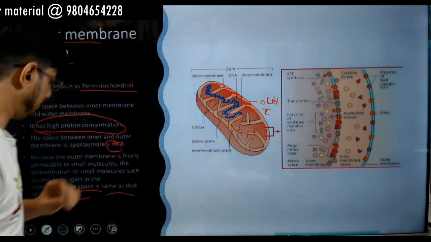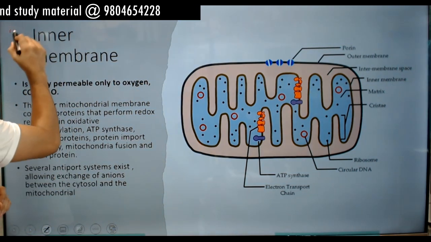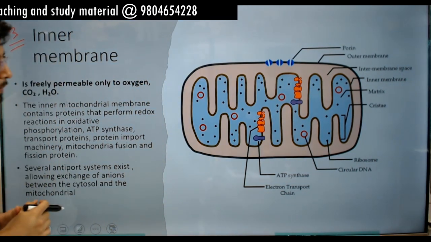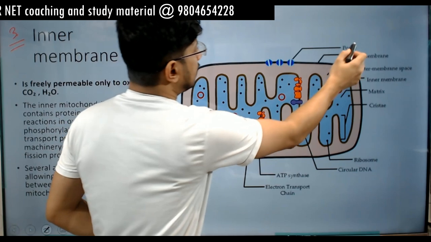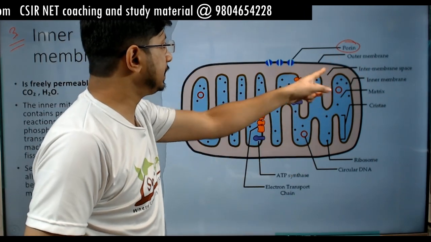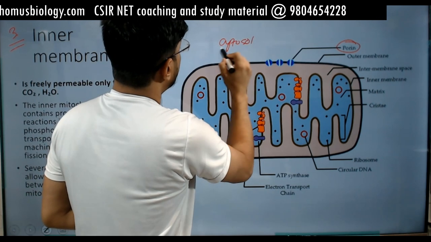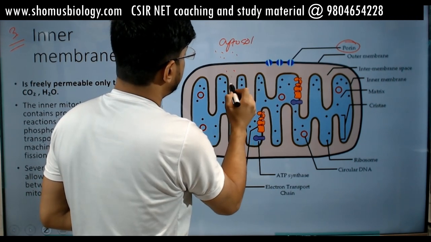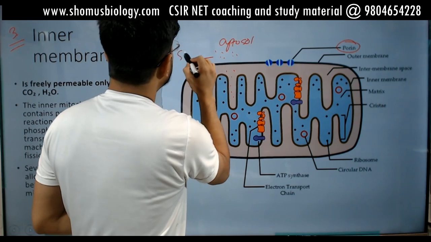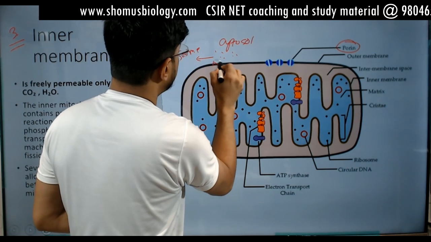Okay, remember that. Now the third one is the inner mitochondrial membrane. So this was the outer membrane that contains porin. Remember, this is the intermembrane space. Basically the cytosol components and intermembrane space components are the same. Let me write it here, they are the same.